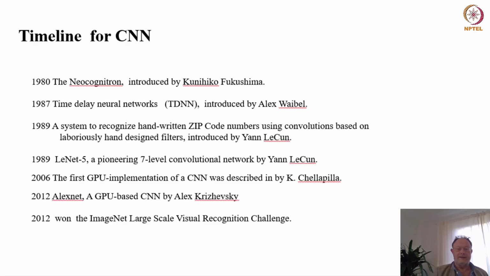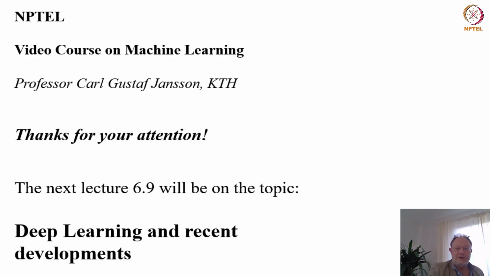So that was convolutional neural networks. I hope you got a fair picture. It's maybe not the simplest area at all, but it's a really important component in this whole realm of artificial neural networks. Thank you for your attention. It's the end of this lecture. The next lecture, 6.9, will end this week, and it's about deep learning and some recent developments. Thank you.